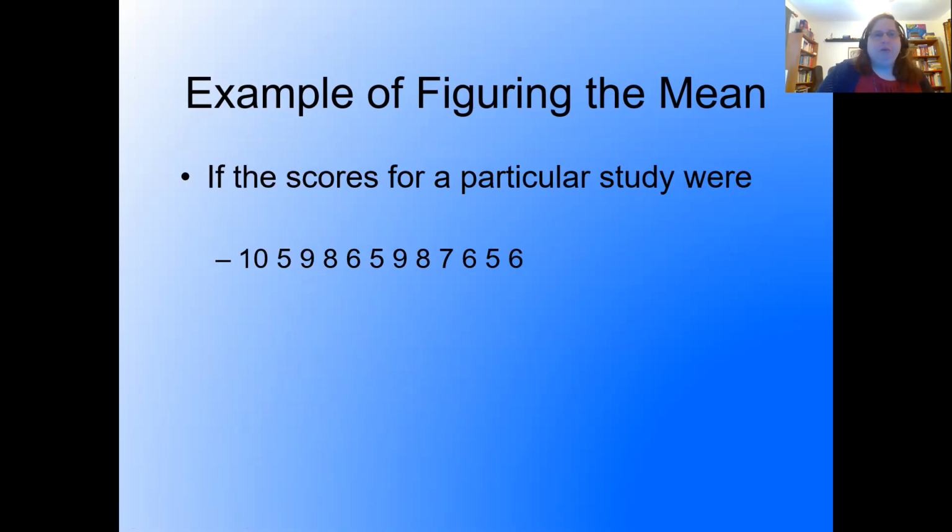If the scores for a particular study were 10, 5, 9, 8, 6, 5, 9, 8, 7, 6, 5, 6, how would we get the mean? First, we have to figure out how many numbers we have, which if you count them out, they're 12. Next, we would add up all those numbers, at which point you would get 84 divided by 12, and you would get 7.0.